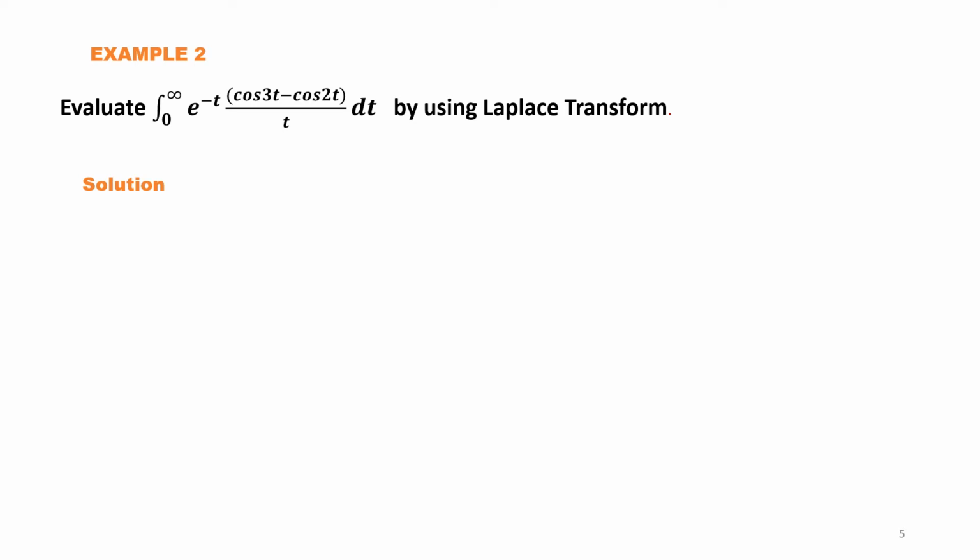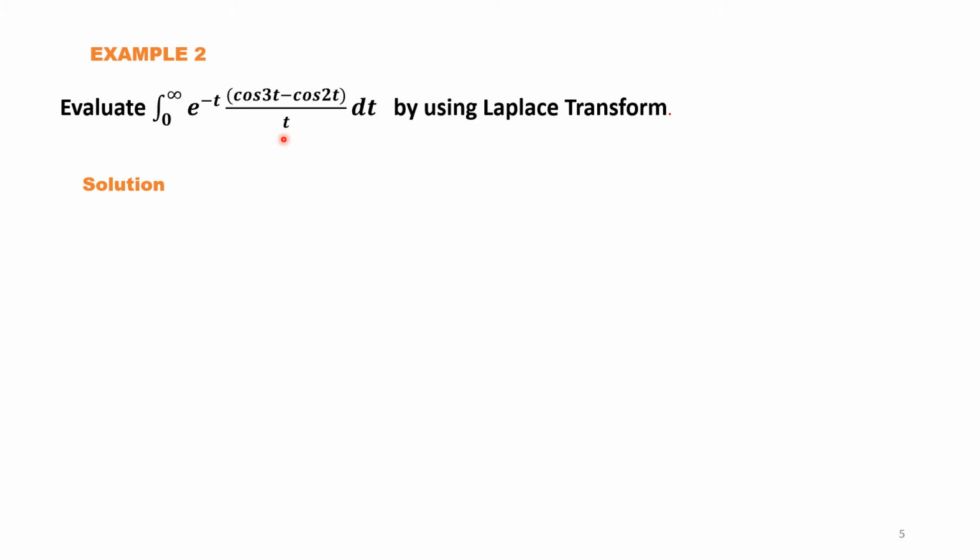The next example: evaluate integral 0 to infinity e raised to minus t cos 3t minus cos 2t by t dt by using Laplace transform. So when we are given a problem, we have to see whether L of some function is given or we are asked to evaluate an integral. That has to be the first step, whether we are given Laplace transform of some function which is to be found, or we have to evaluate an integral.